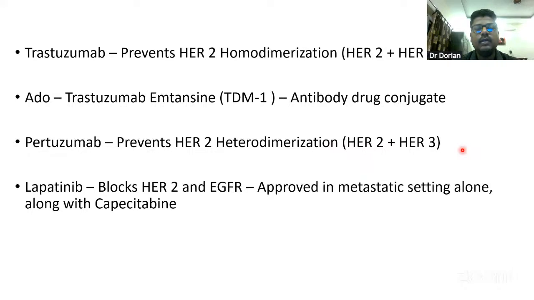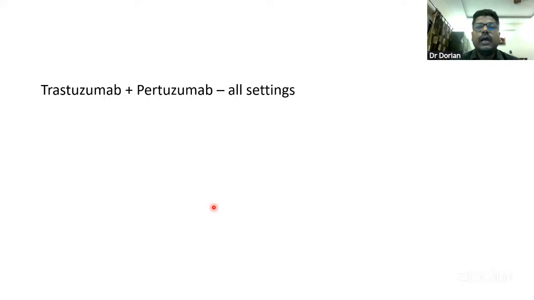Okay, lapatinib. This only one line is given in Schwartz, not given in Sabiston. Lapatinib blocks HER2 and epidermal growth factor receptor. It's a combined blockade of epidermal growth factor receptor and HER2. It is approved in the metastatic setting alone, along with capecitabine. Okay. So I've also put up in what all settings, what all HER2 directed therapies are approved.